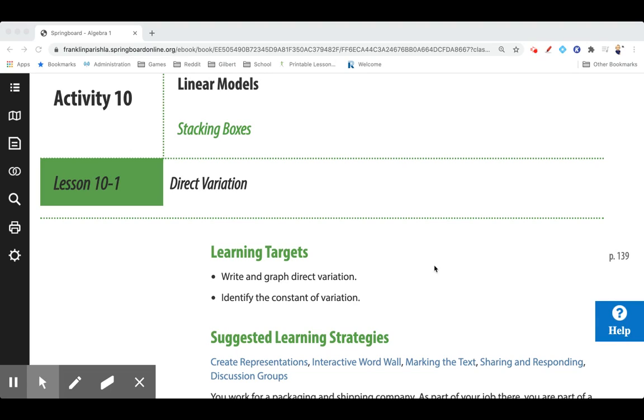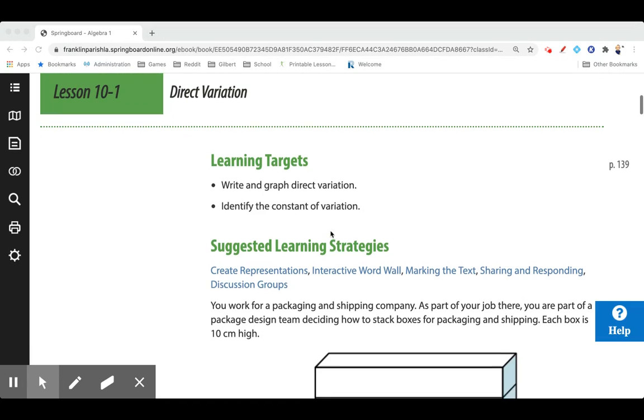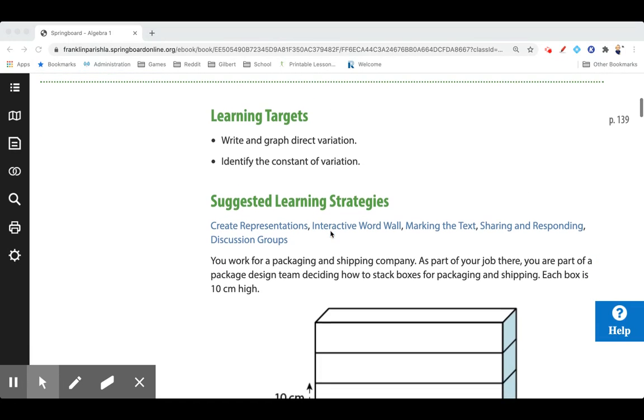Today we're talking about linear models and direct variation. We're going to be able to write and graph direct variation and identify the constant of variation for those.